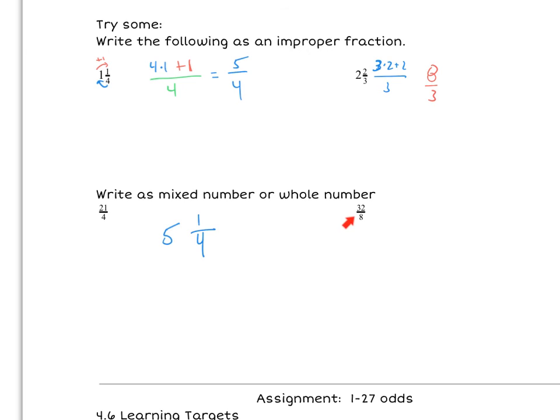And then this guy here, 32 over 8. I saw in a lot of papers, I saw this, which works. It's just 4. Technically, you don't have to write this piece because 0/8 is nothing. Technically, you don't have to, so you could just write 4. So sometimes your mixed numbers are going to come out to a whole number, which is why I wrote write as a mixed number or whole number here. Okay?